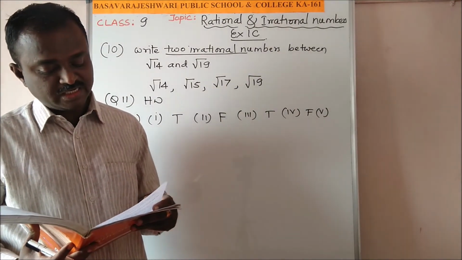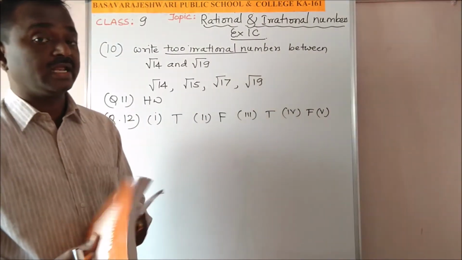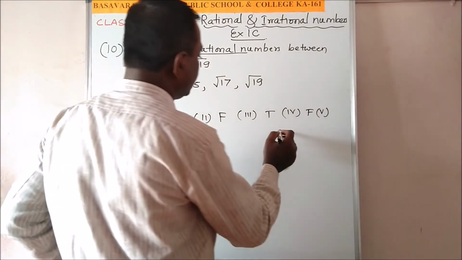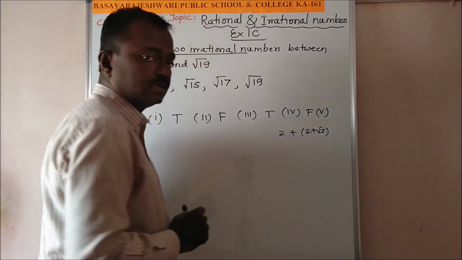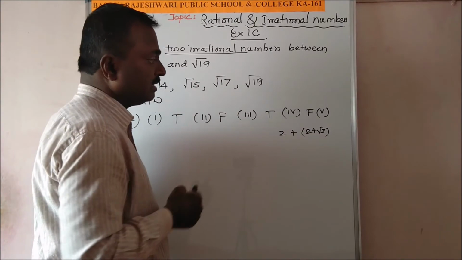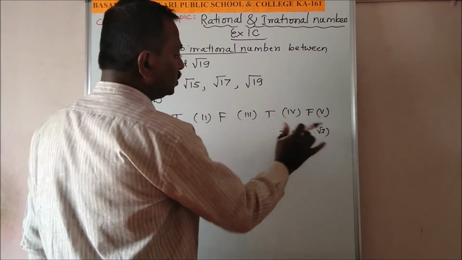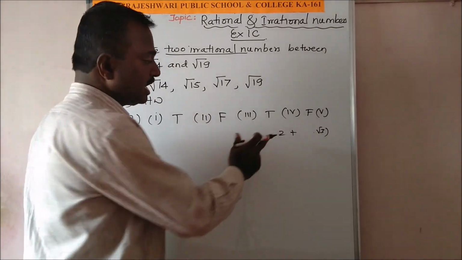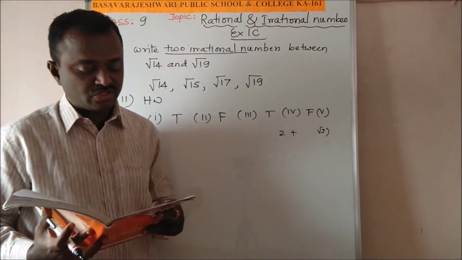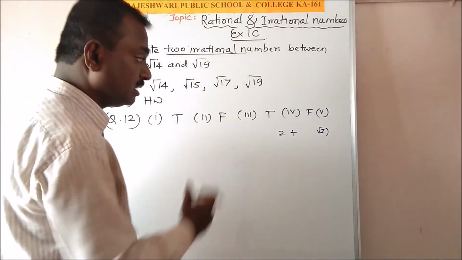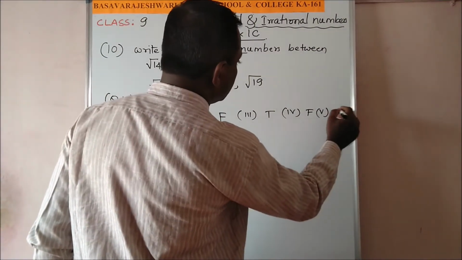The sum of rational and irrational is an irrational number. Definitely. For rational we can take 2 plus root 3. Here 2 is rational, root 3 is irrational. So what is the answer? The sum of rational and irrational is always irrational only.